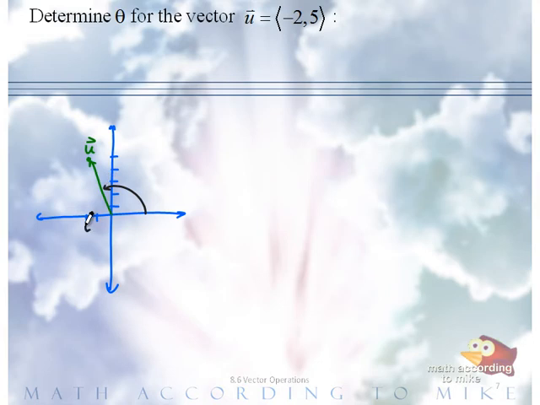Where, by design, this is -2, this is +5. Pythagoras would give us the length of the vector, which we could use. So then once you have all three sides, you could just use tangent. Now, that's what the book gets into.